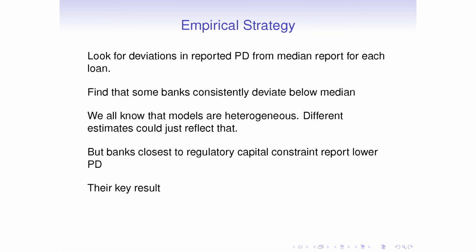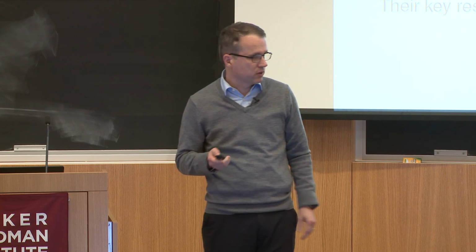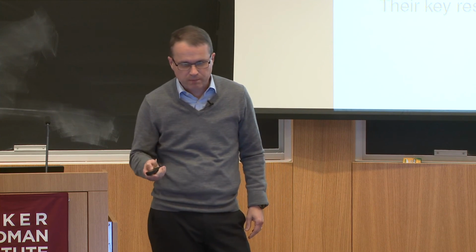That's just a fact. And so the evidence that this is not what's going on is that there's a pattern. And the pattern is that banks closest to the regulatory capital constraint, the low tier 1 capital banks, report a lower probability of default. And that's their key result. Okay, so that's the summary of what's going on.